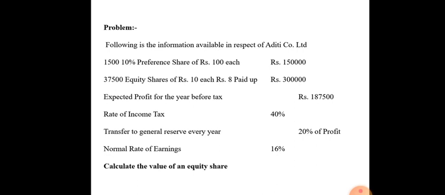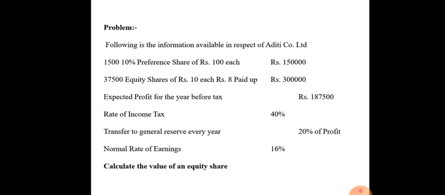The following is the information available in respect of Aditi Company Limited. First, 1500 10% preference shares of rupees 100 each, rupees 1,50,000. It means 1500 preference shares are there and each share price is rupees 100, so 1,50,000 is the preference share capital.